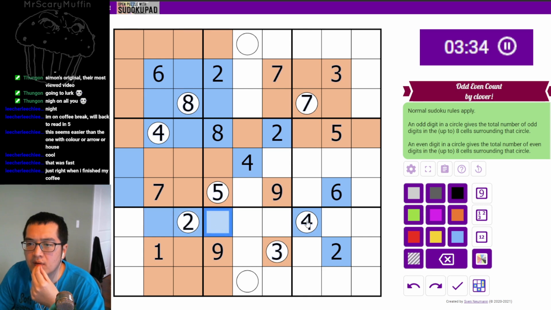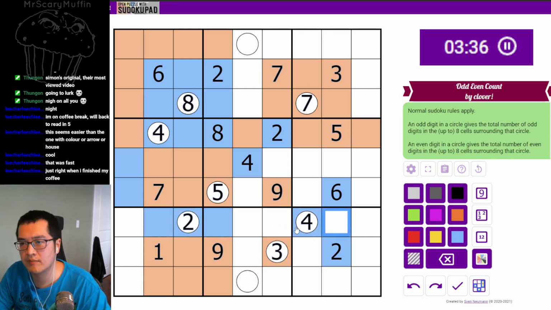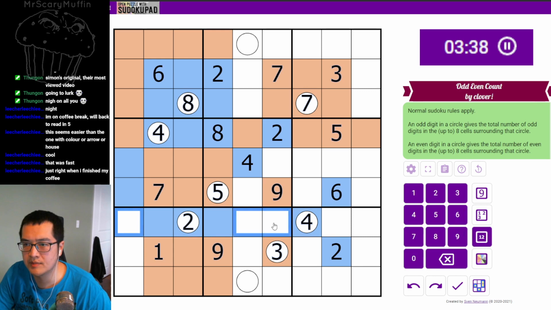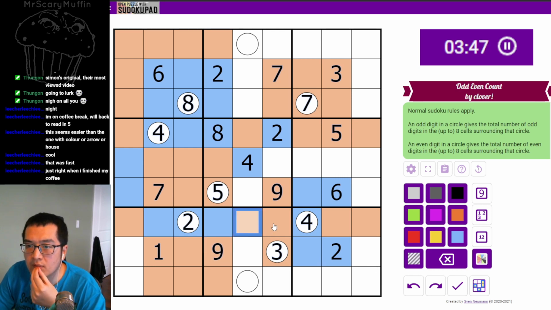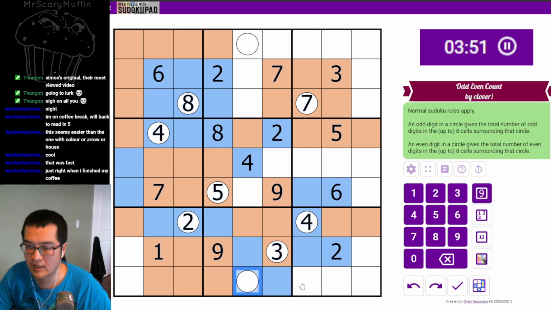One, two, three, 4. So these ones can't be. These ones all must be odds. That only leaves these 2 room to be even. 1, 2, 3, 4, 5. These are all evens. This one sees, well, we'll come back to it later, but it sees 2 even numbers. So we'll punch that in for now.